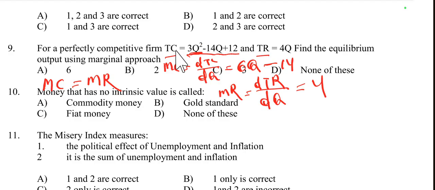So the derivative of TC is MC: MC is equal to 6Q minus 14. MR is equal to 4. Here we have to equalize the two, because the equilibrium condition is MC is equal to MR. So here we can write 6Q minus 14 is equal to 4.